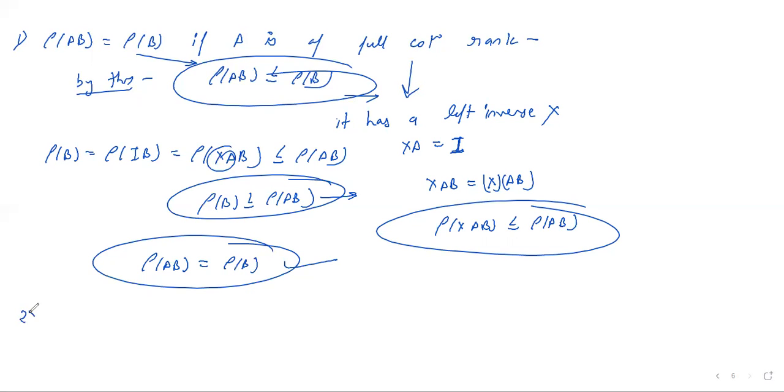Now similarly, we can write rank of AB is equal to rank of A if B is of full row rank. You can check it similarly to the previous one, as we checked for A being of full column rank.